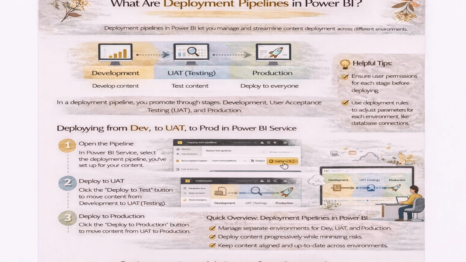You can also use deployment rules to change parameters like database connections between environments. So remember, deployment pipelines help you maintain separate environments, minimize deployment risks, and keep dev, UAT, and prod aligned. That's how you streamline Power BI content promotion using deployment pipelines.